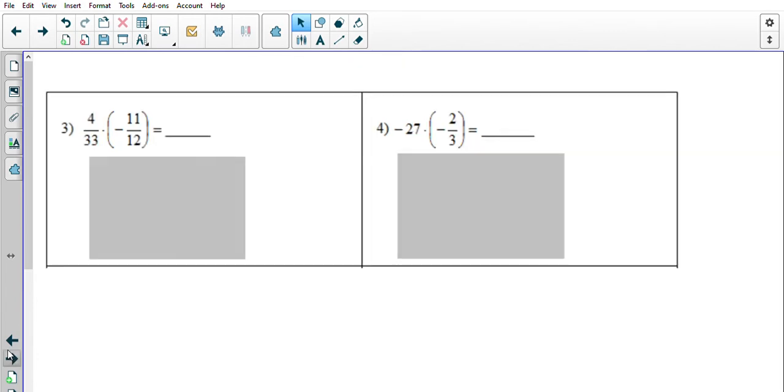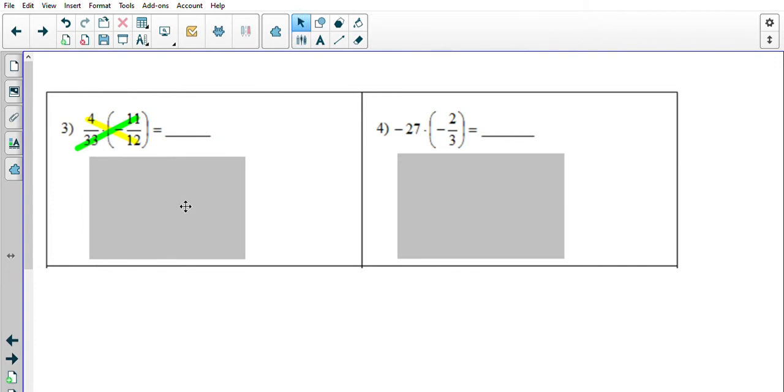All right, number 3, we have 4/33 times negative 11/12. I know that 4 and 12 both divide by 4, and I know 11 and 33 both divide by 11. Sometimes I have students who will tell me, oh, they divide by 3. Well, 33 does, but 11 does not. You're thinking of the quotient, so be careful there.